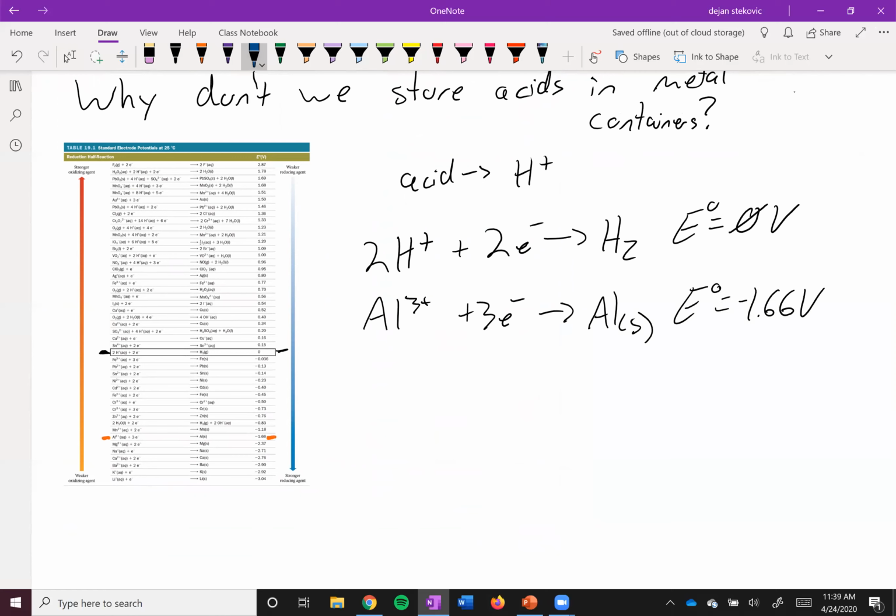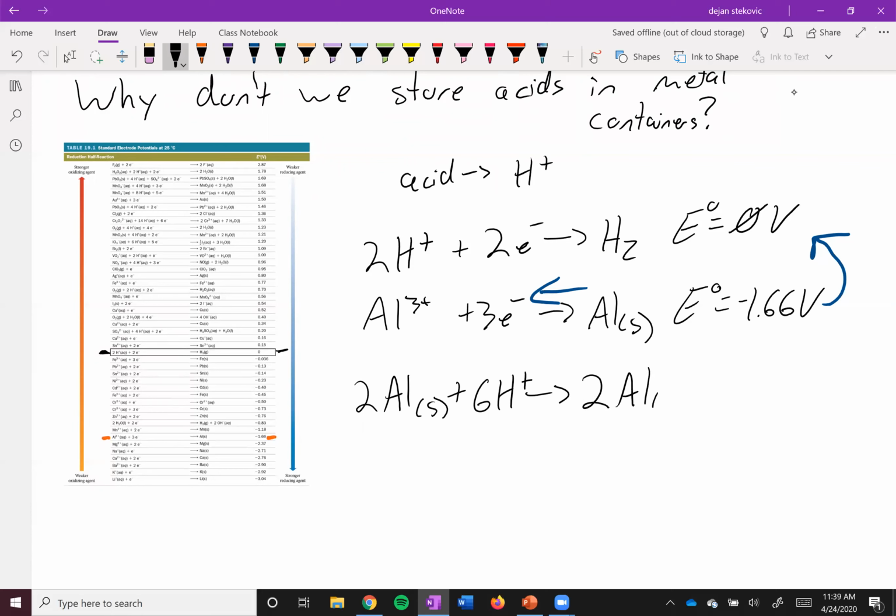And so remember, electrons are negative. They're going to go towards the more positive number. And so the electron is going to flow from the aluminum to the hydrogen. So this reaction is actually going this way. If you write the overall reaction and balance it all out, you'll have 2 aluminum solids plus 6 H pluses forming 2 aluminum 3 pluses, which is an aqueous solution, and 3 hydrogen gases, right? And so why don't we store acids in metal containers? The acid will dissolve the metal away.